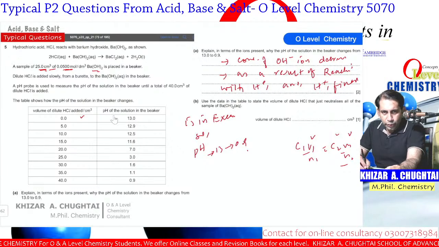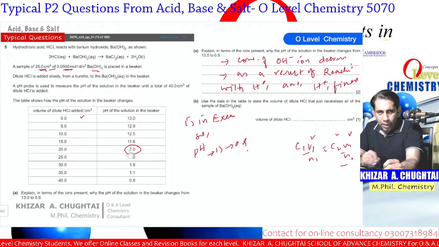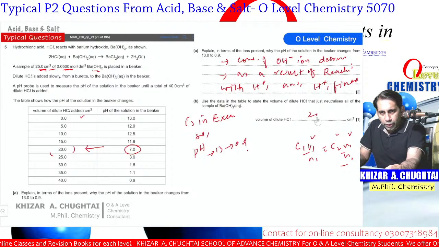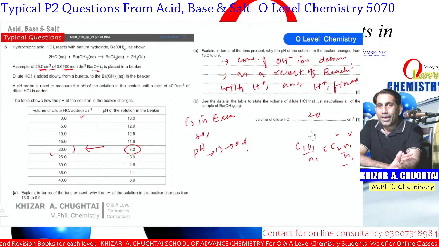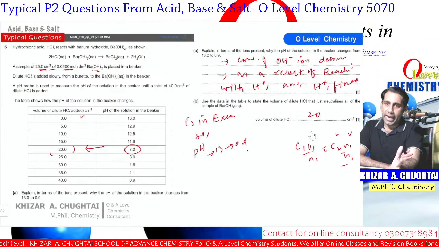So you can see from this column that is having the pH equal to 7. At 7 pH, what is the volume of acid used? That is equal to 20. So I am going to write 20 over here. So this is the appropriate exact volume of the acid that was used till end point.